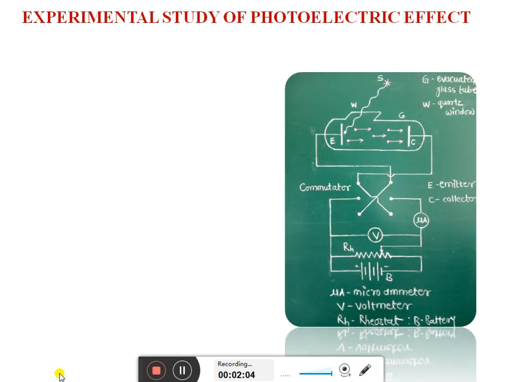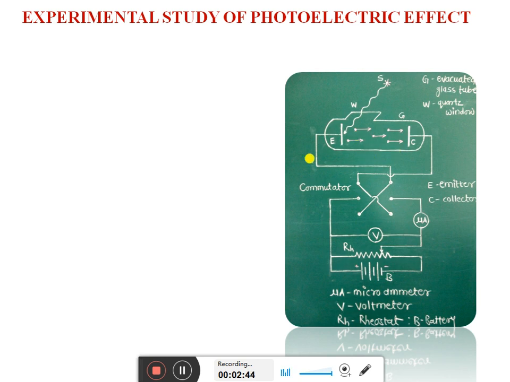So the experimental study consists of a circuit diagram like this. See here carefully. This is the circuit diagram containing an evacuated glass tube, capital G. W is the quartz window to this evacuated glass tube. This evacuated glass tube consists of 2 electrodes, namely the emitter, which is a negative electrode, and the collector, which is a positive electrode. This emitter is also called the cathode, and the collector is also called the anode or plate. These are inside this evacuated glass tube. Evacuated glass tube means there is vacuum within the glass tube where pressure is very small.